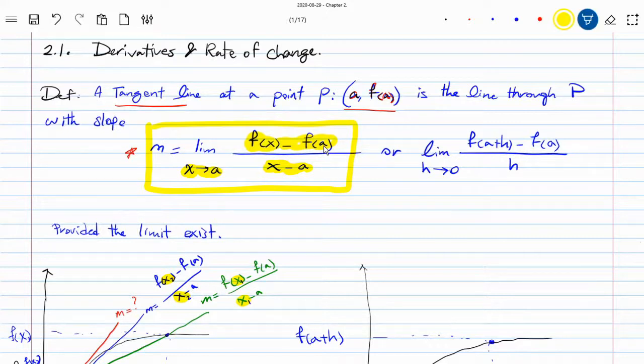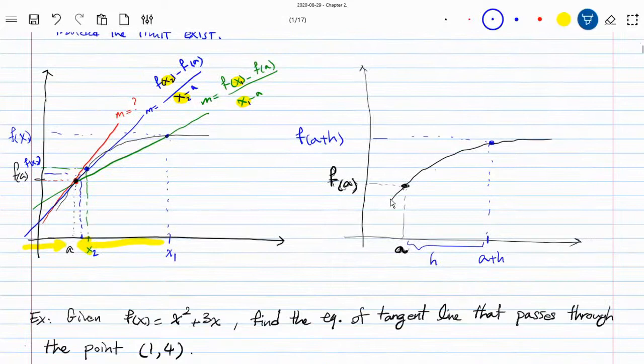So x is the variable, and a is a fixed point, a fixed x value. There is another way to define this. It's very similar, so look at the other graph. Let's say you pick 2 points. Last time I picked x and a.